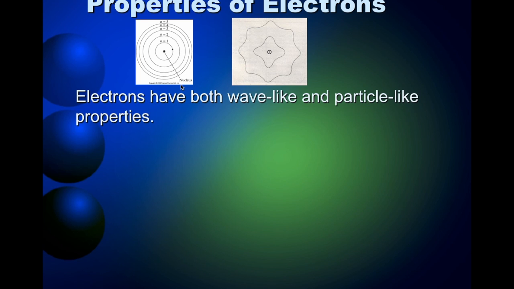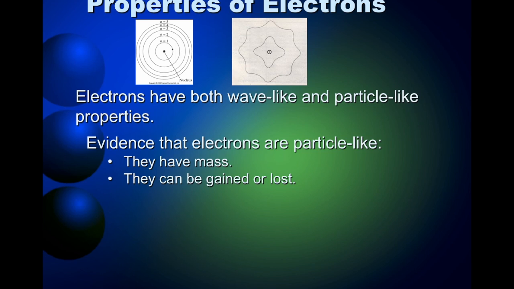In a previous lecture, we learned some weird facts about electrons. For one thing, we learned that electrons have both wave-like and particle-like properties. The particle-like properties are more familiar and easier to think about, and include the fact that electrons have mass and they can be gained or lost from an atom. Both of these indicate that they're a solid particle that acts as an individual unit.